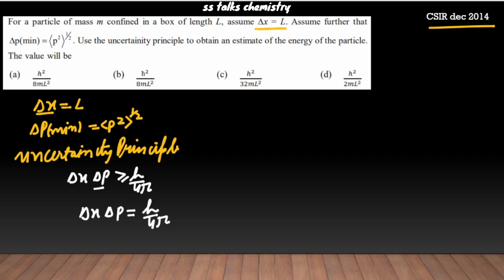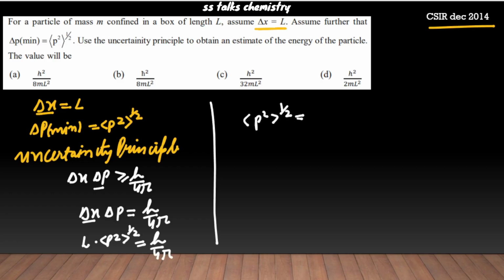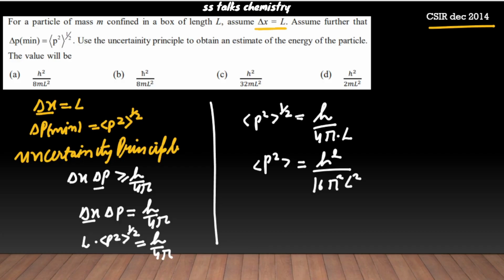So how can we find the energy in this? Delta x is given as L. Delta p, which is p square raised to the power of half, is equal to h upon 4 pi. So p square raised to the power of half becomes h upon 4 pi L, or we say p square is h square upon 16 pi square L square. This value we are getting.